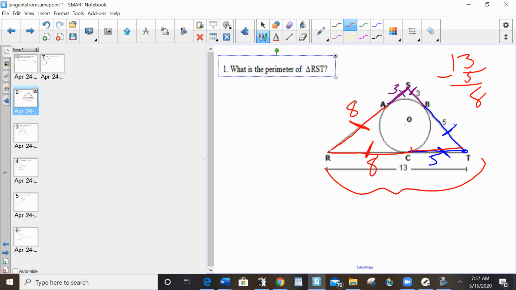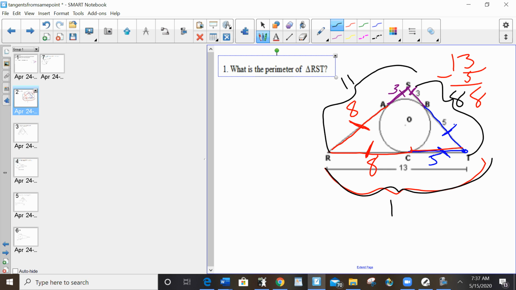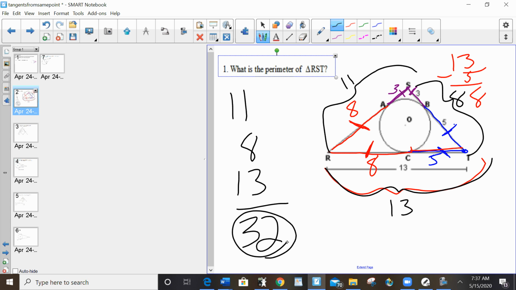So it's asking for the perimeter of triangle RST. Well, this side is 8 plus 3, which is 11. This side is 3 plus 5, which is 8. This side is 13. To find the perimeter of a shape, I add up all the sides. 11, 8, and 13 is 32, and that's my answer.